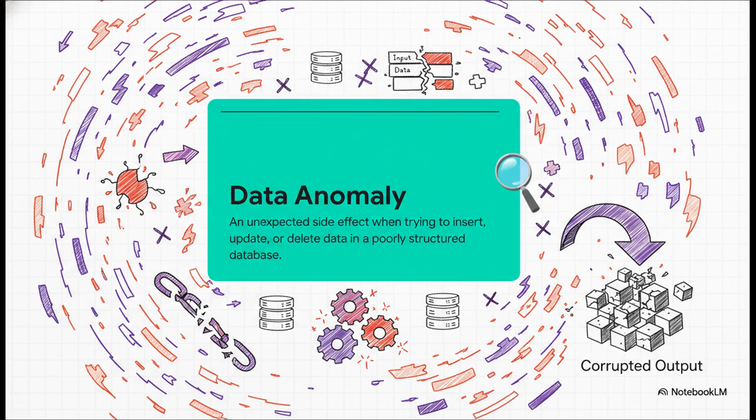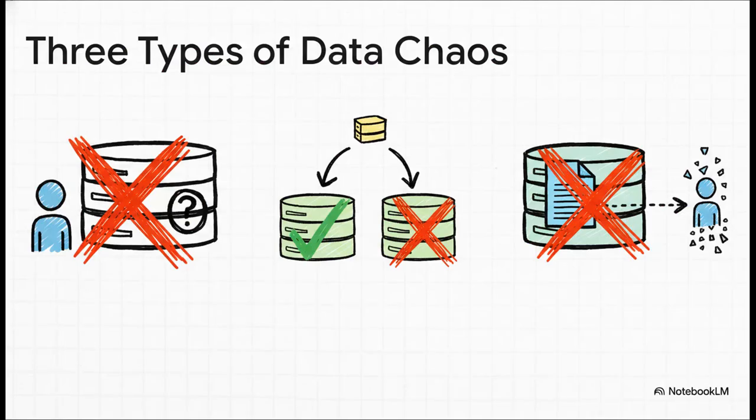It's this totally unexpected, weird side effect that pops up when you're trying to do something super simple, like adding, changing, or deleting information. And trust me, these aren't just little bugs we're talking about. These things can completely corrupt your entire database. This chaos really breaks down into three main types. First up, you have an insertion anomaly.